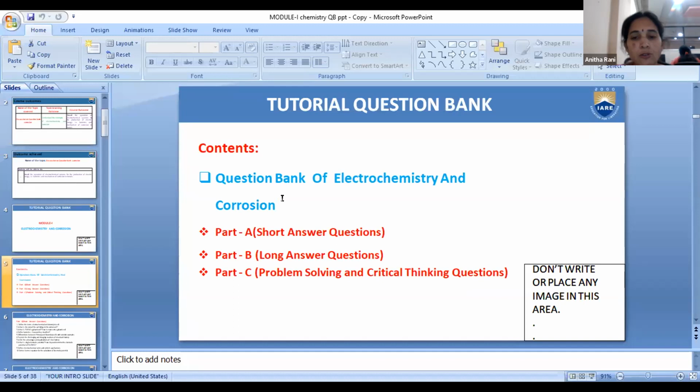So in the question bank, you have to follow the question bank. First unit: electrochemistry and corrosion. Second unit: water technology. Third unit: you have to prepare only up to polymers, biodegradable polymers. In the question bank there are part A, part B, part C. Three parts are there. Part A short answer questions, part B long answer questions, part C problem solving and critical thinking questions.